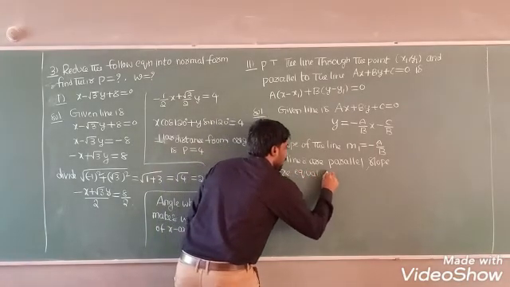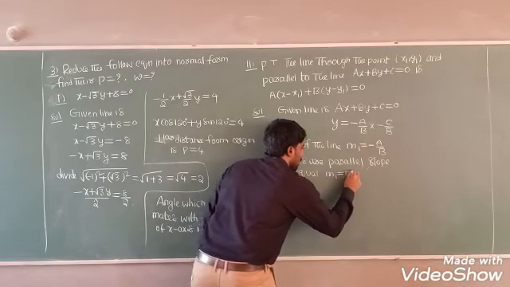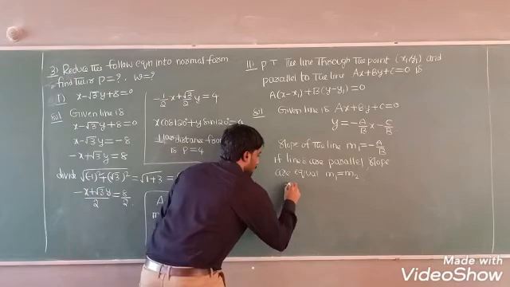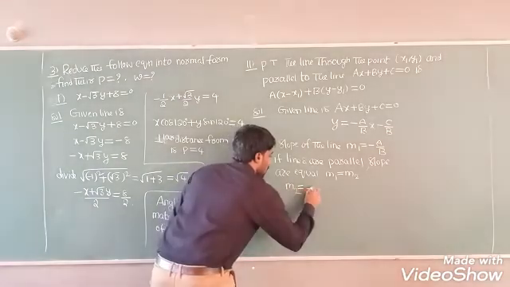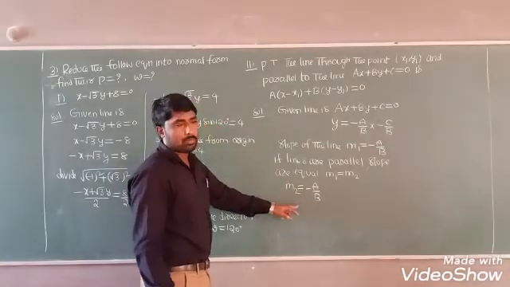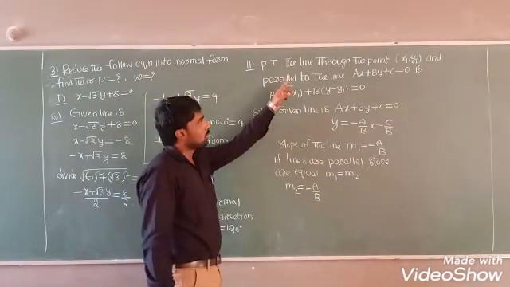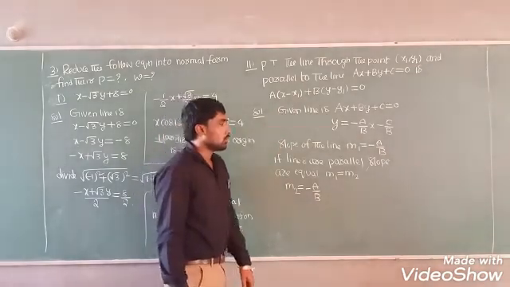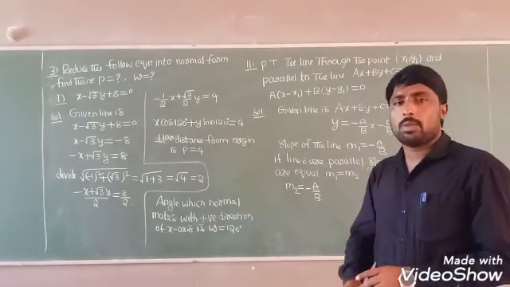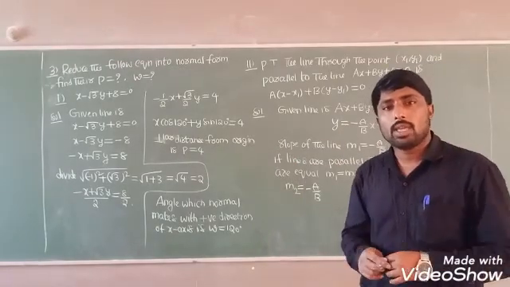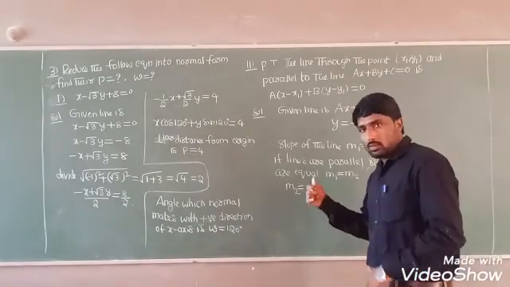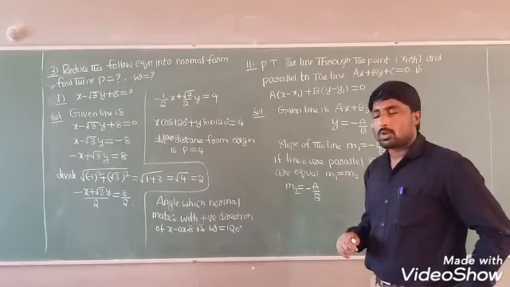So what will I get here? Condition: m1 equal to m2. I know m1 equal to minus a by b, so m2 equal to minus a by b. Now I know the slope of the line and I know it passes through the point x1, y1. If a line passes through a point with slope minus a by b, what is the line equation? y minus y naught equal to m into x minus x naught. So by using that formula, I have to solve this problem.